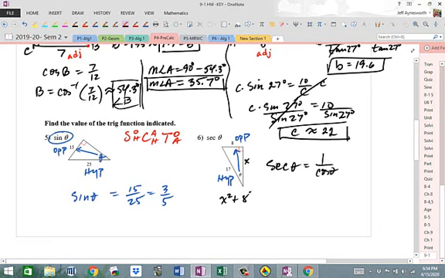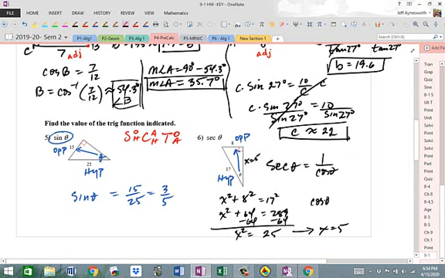So x squared plus 8 squared is equal to 17 squared. Square those guys. Subtract 64. You get x squared is equal to 25. And so that tells me that x is 5. So now I know that this side's 5. And so if I know that the cosine of theta is adjacent divided by hypotenuse, which is 5/17, then 1 divided by 5/17 is the same thing as the reciprocal of it, which is 17/5.